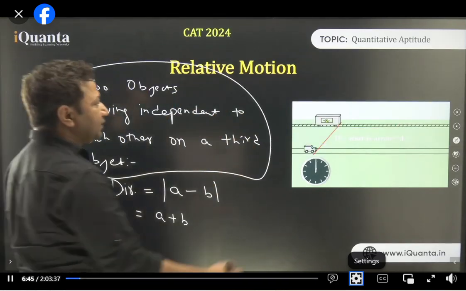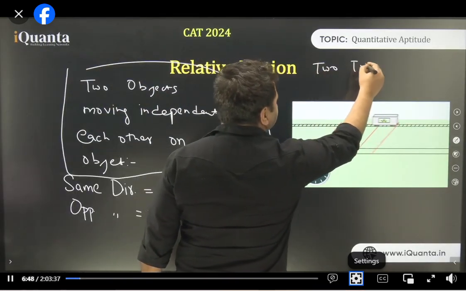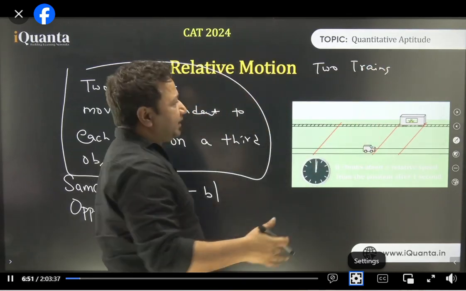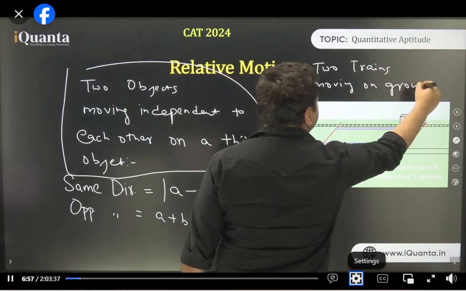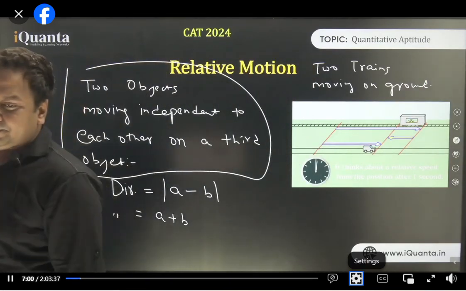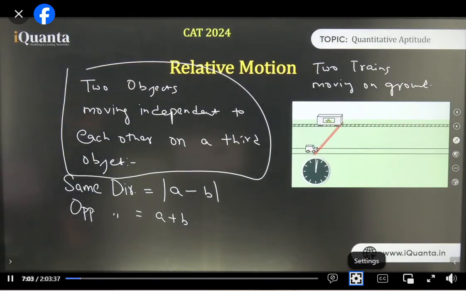For example, two trains independent of each other, and then moving on what? Moving on the ground or the earth. Is that clear? Yashaswani, third object, yes, the question is right. The third object is the earth, the ground. The modulus is there because we don't know which one, A or B, is greater.